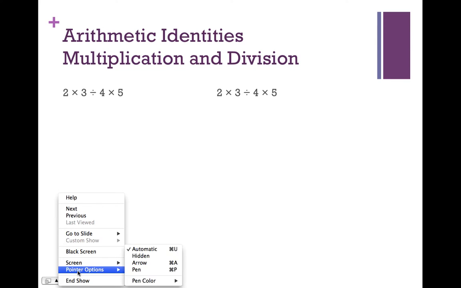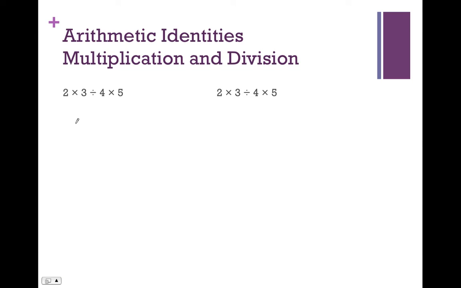In this example, I'm going to show you what not to do first. The incorrect way of doing this would be to, for example, perform the multiplication of 4 and 5 before you do the division. So let's do that. So we have 2 multiplied by 3, divided by the multiplication of 4 and 5, which is 20.